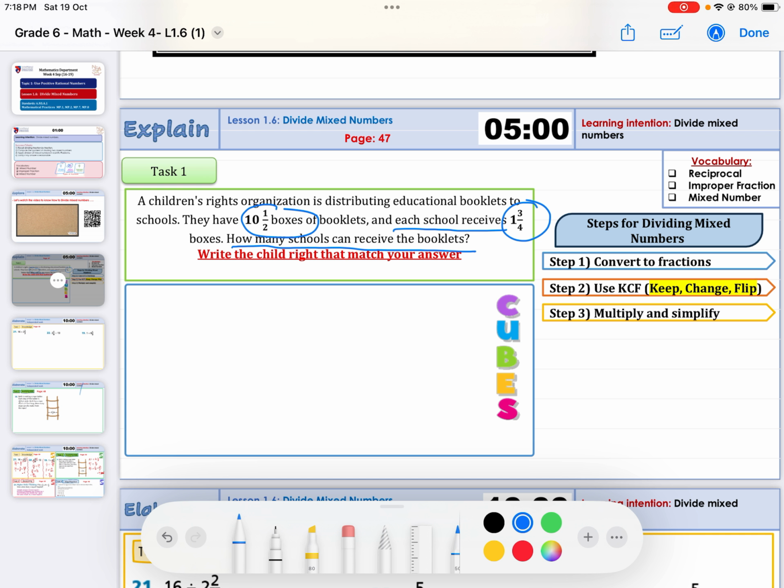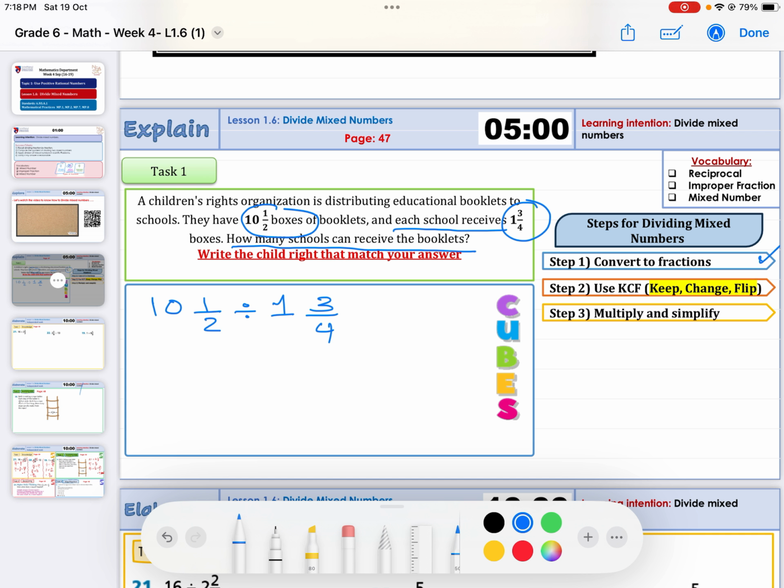So I have 10 1/2 boxes. I need to divide by 1 3/4 because I want to know how many schools can receive the booklets. I'm dividing here. How do I know it's division? Because we're sharing the booklets equally. Each school must receive the same number of booklets. So let's start with 10 1/2 divided by 1 3/4.